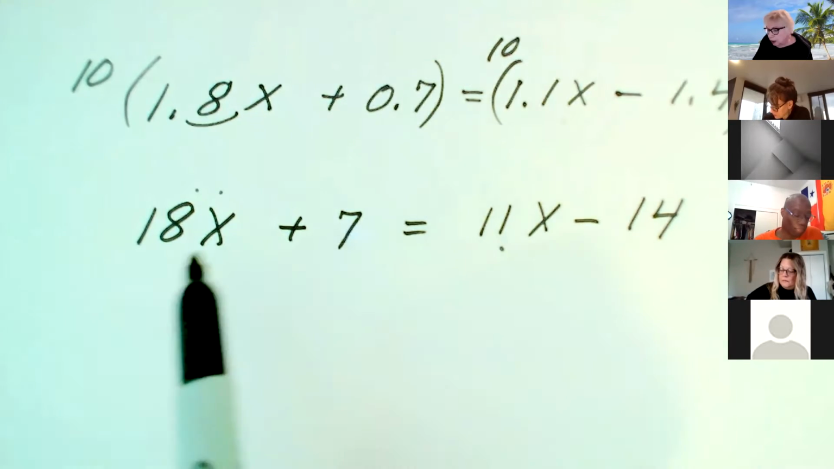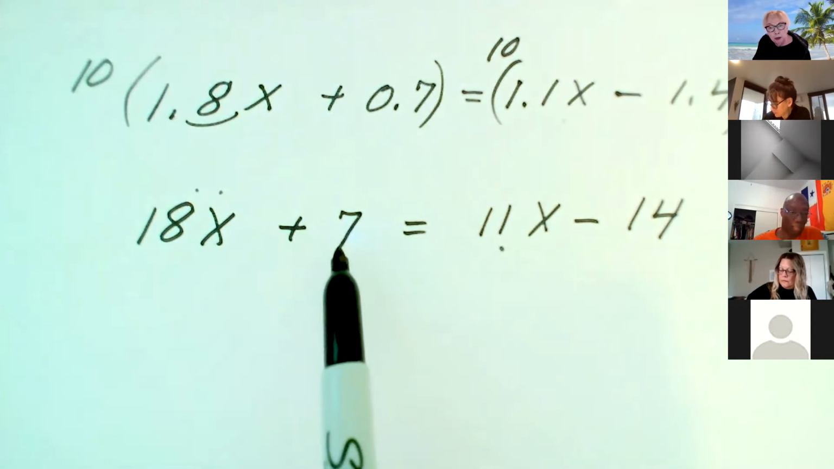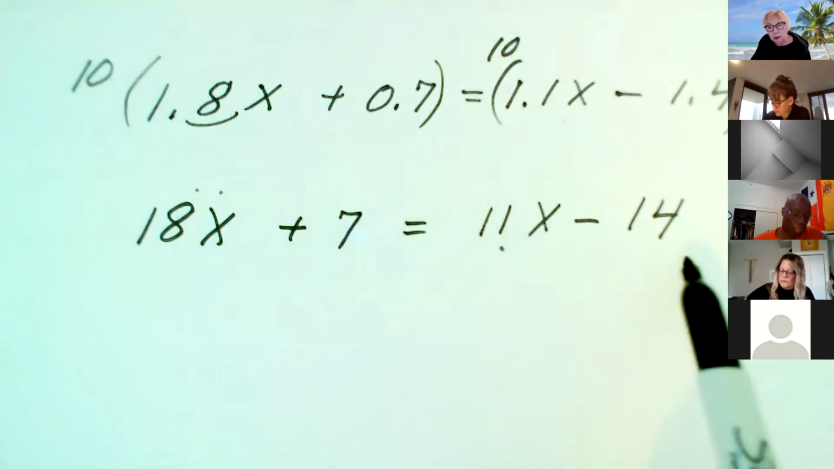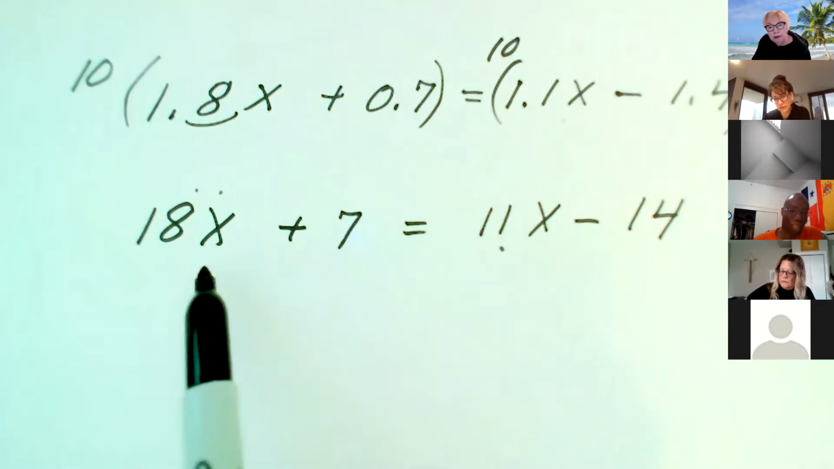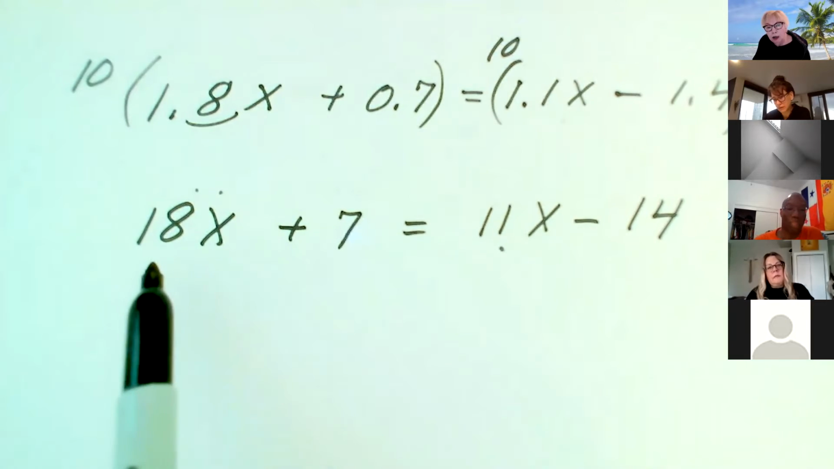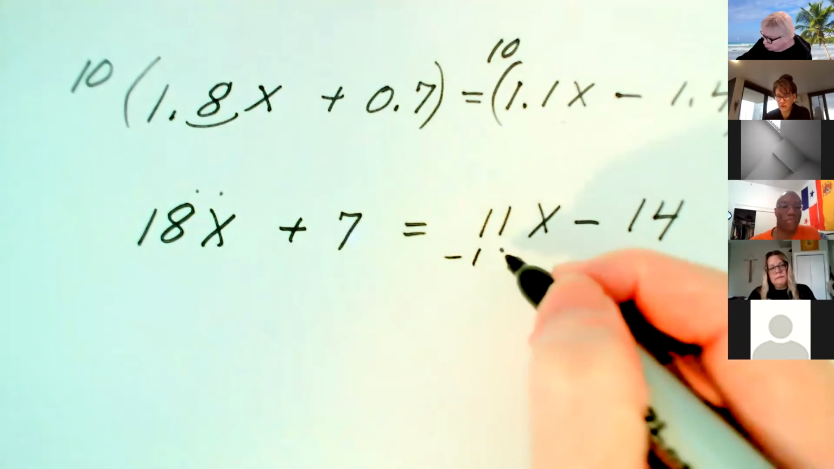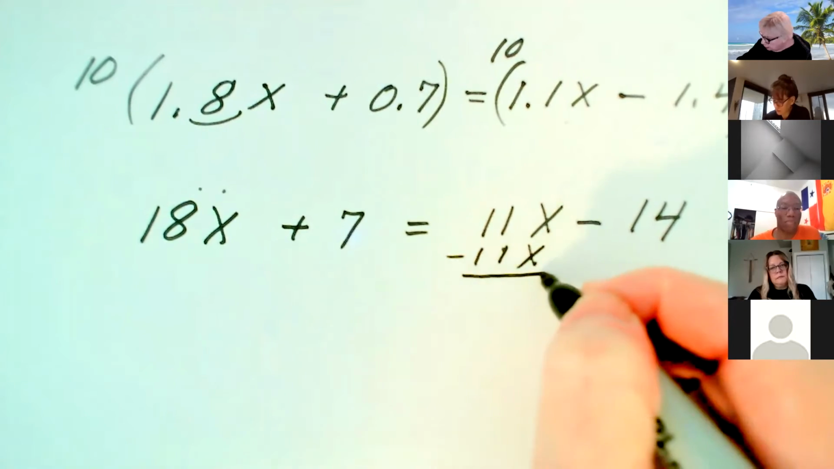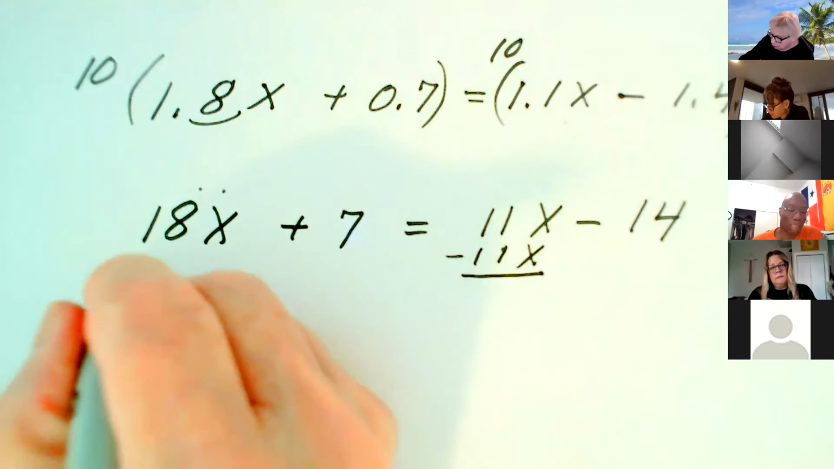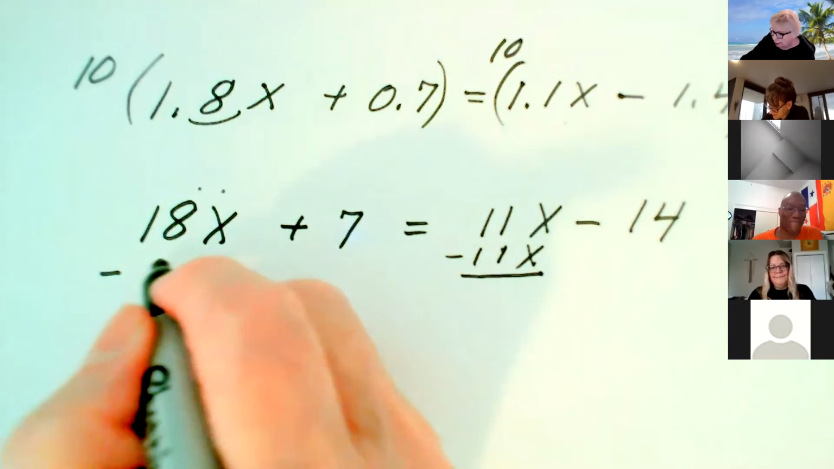Now, this one, each side is as simple as possible. You have two terms, an x term and a plain number. X term, plain number. But I've got x's on both sides, so it's really clear that the 11 is the smaller of the two. So what I'm going to do is subtract 11x, that side, and run over here. Do you remember, did you see me running? Run, run, run, run, run.